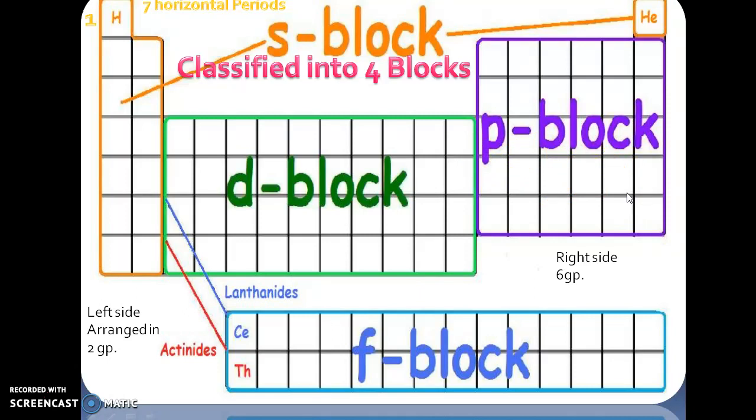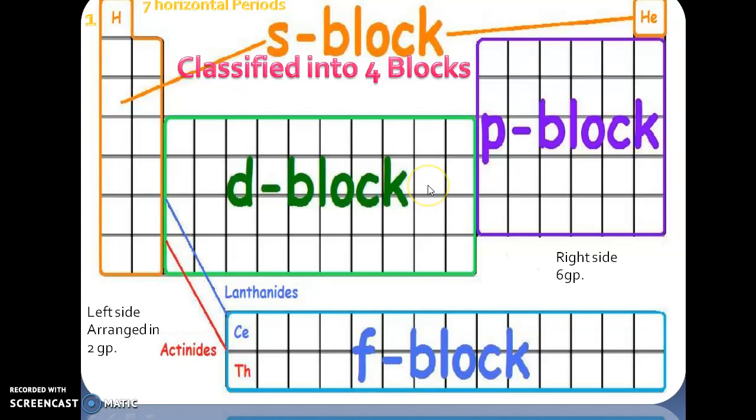P block elements are located on the right side of the periodic table, and they are arranged in six groups. Let's see: 3A, 4A, 5A, 6A, 7A, and group 8 or group 0, that includes, as we said before, the inert or the noble gases.